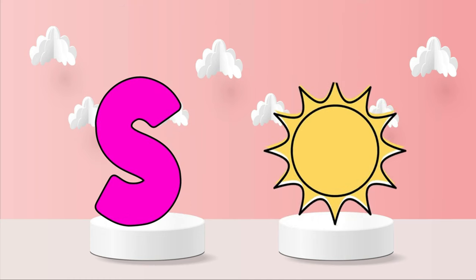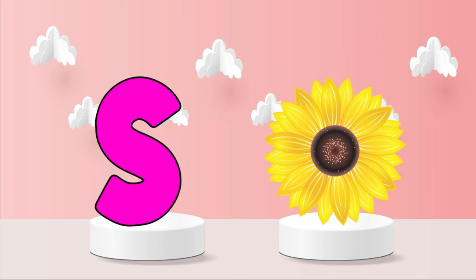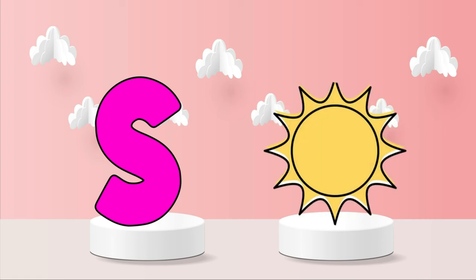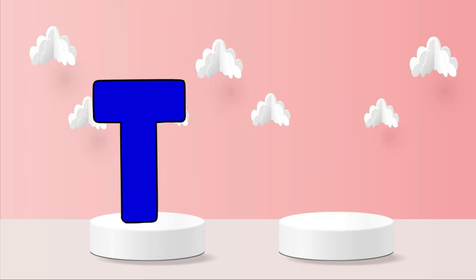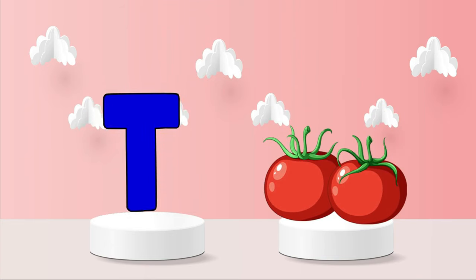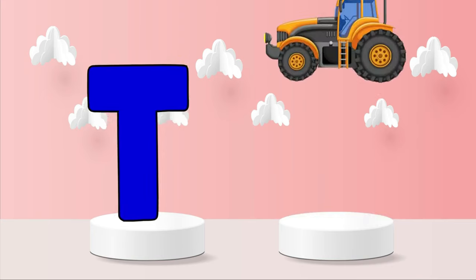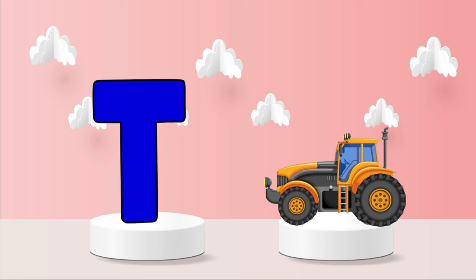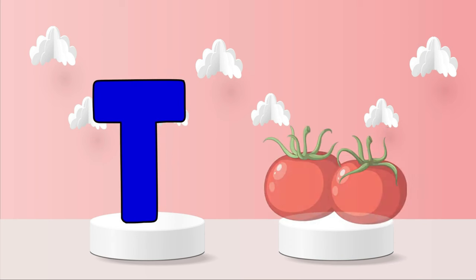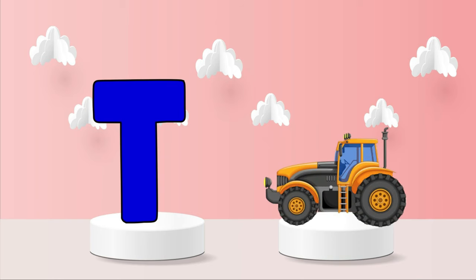S is for sun, s s sun. S is for sunflower, s s sunflower. S is for s s s s sun. S is for s s s s sunflower. T is for tomato, t t tomato. T is for tractor, t t tractor. T is for t t t t tomato. T is for t t t t tractor.